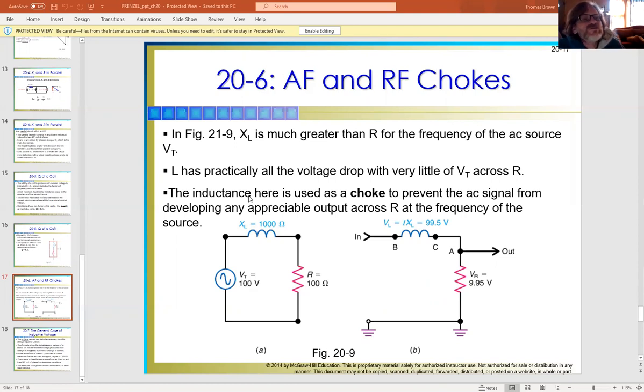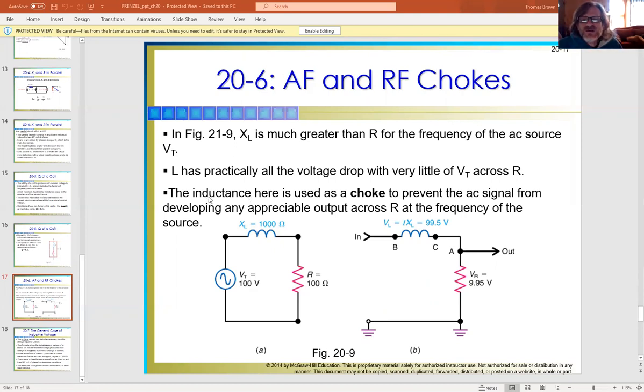And so basically, we can use a choke to get rid of unwanted signals. Let's say you had a particular circuit, like in this case, in this example, okay?